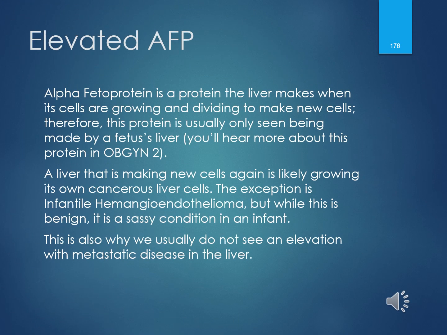Elevated AFP. So alpha-fetoprotein is a protein the liver makes when its cells are growing and dividing to make new cells. Therefore, this protein is usually only seen being made by a fetus's liver. You'll hear more about this protein in OBGYN 2. A liver that is making new cells again is likely growing its own cancerous liver cells. The exception is infantile hemangioendothelioma, but while this is benign, it is a sassy condition in an infant. This is also why we usually do not see an elevation with metastatic disease to the liver.